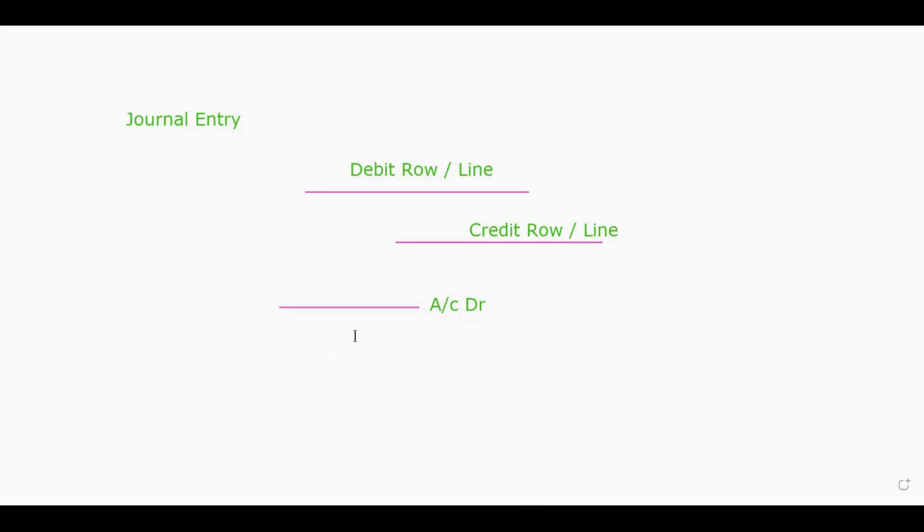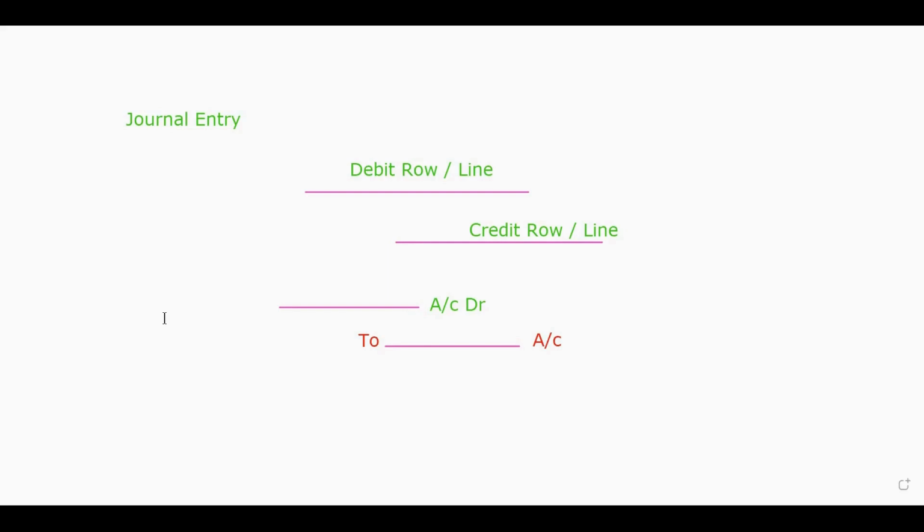Next we go to the credit line. In the credit line, first we write TO, and then we record the account or ledger. I am giving an empty space, and after entering the account or ledger, we write A by C. A by C means nothing but account. So we have completed the first line and the second line.